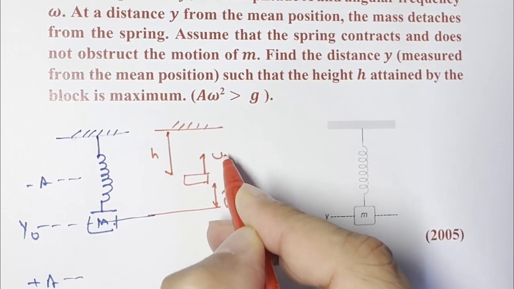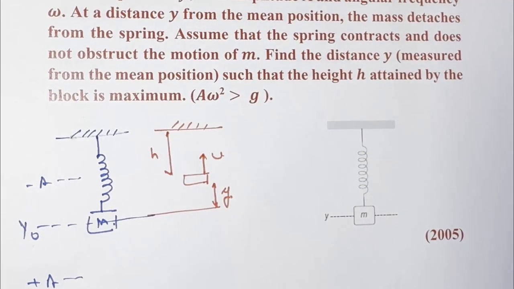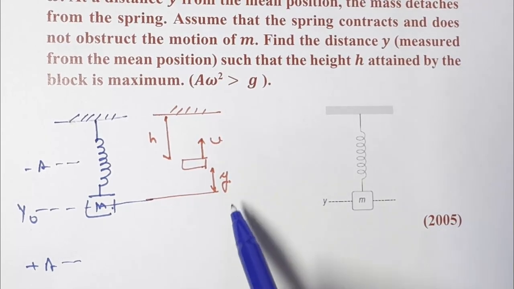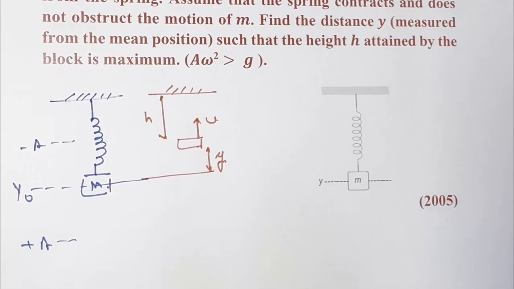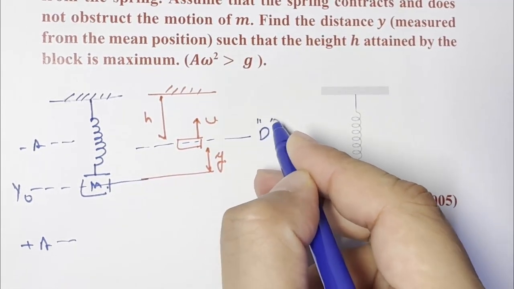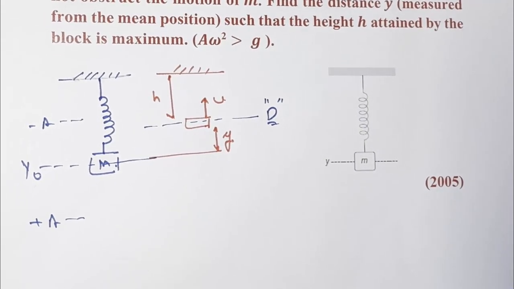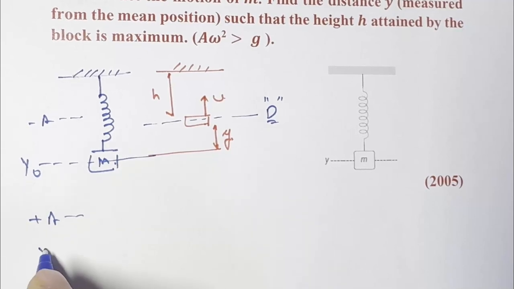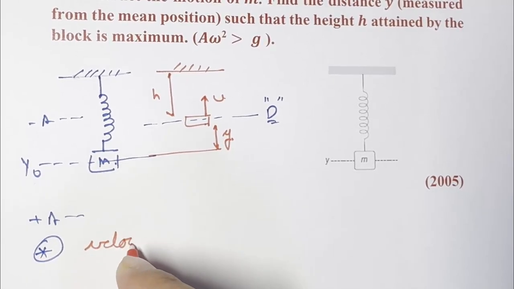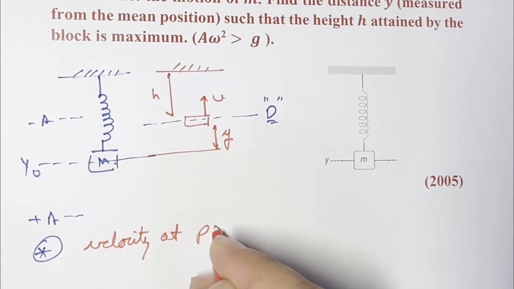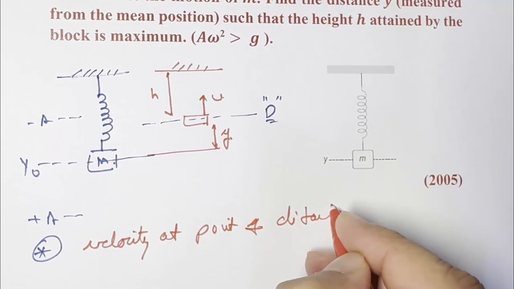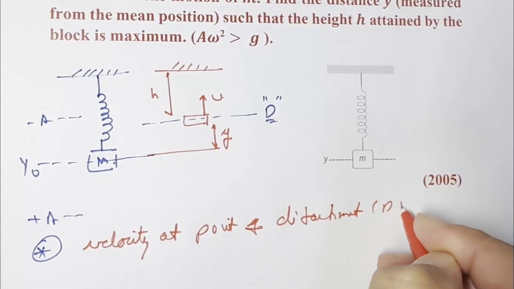it is going to have a velocity v in this direction, and we already know the formula for the velocity v at a distance y from the mean position. So let us call this point D. That's the point of detachment. Velocity at the point of detachment, that is point D.